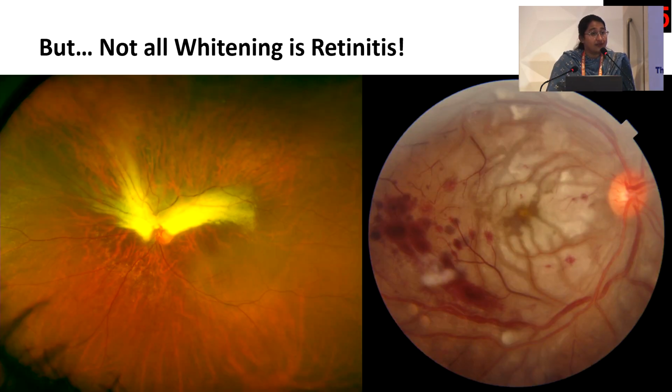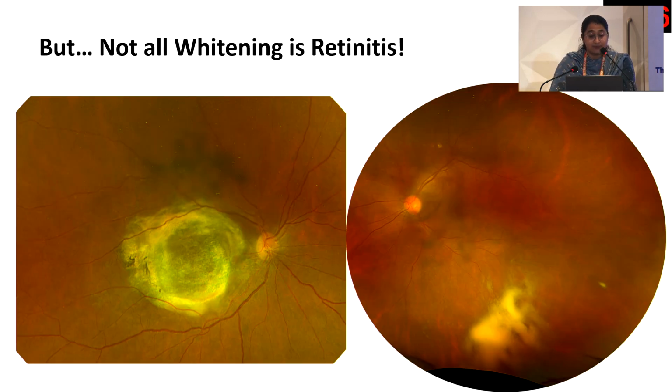But not all whitening is retinitis. There can be other differentials for these patients. For example, the image on the right is a case of Schwartz syndrome, and that is myelinated nerve fibers and not a case of retinitis. And on the left, you can see partial retinopathy. Again, there is retinal whitening, but there is no associated inflammation in this case.